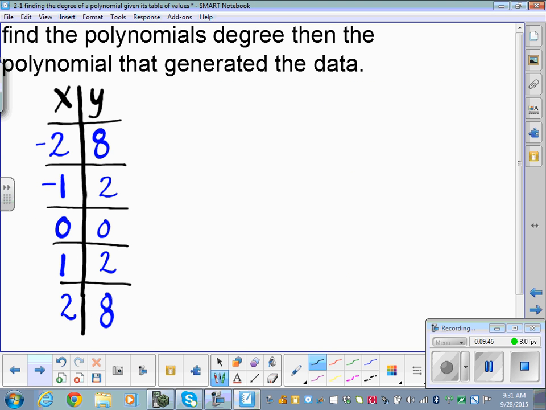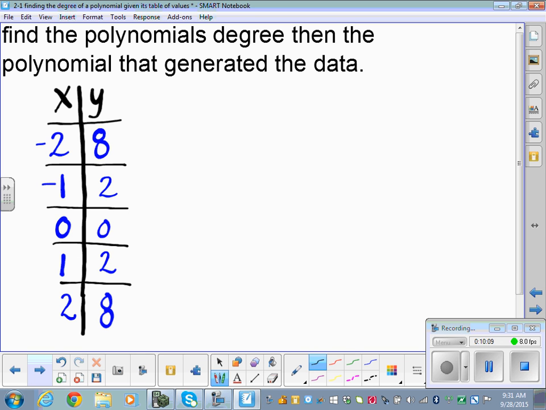Here we go. So it says, find the polynomial's degree, and then the polynomial that's generated this data. So given these x, y points, we could sit and go through and plot them and then try to figure it out. That'd be hard. Okay, so we're going to go through and we're going to know now we can find the degree by taking differences of our y values. Very important. Did you all hear that?